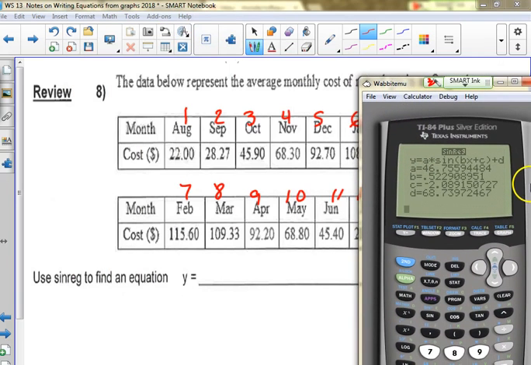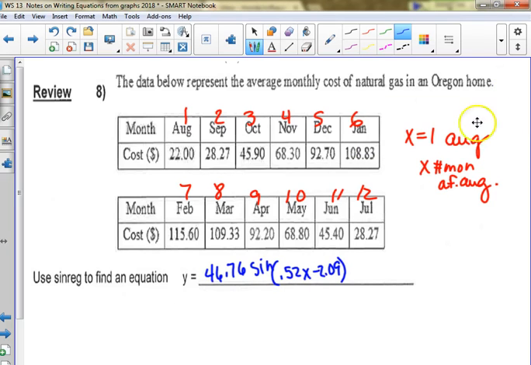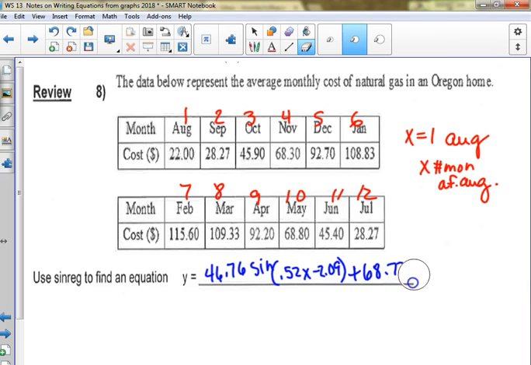And please, guys, make sure you use the model there at the top. It has the B inside the parenthesis, okay? 46.76 sine of 0.52 x minus 2.09, plus 68.73. Did I remember what that said right? Did someone else get those numbers? It's 7.4. Okay. Does it ask us to predict anything? This one doesn't? Okay.